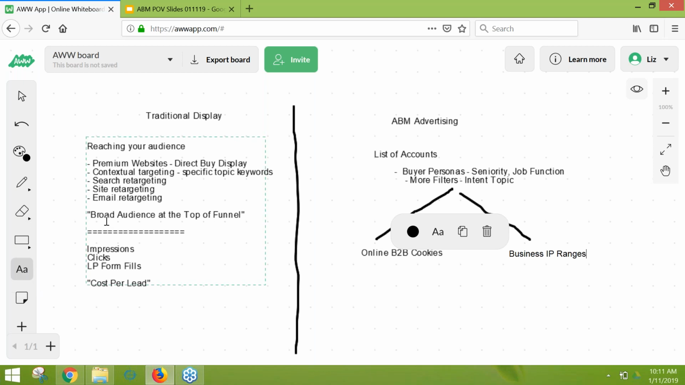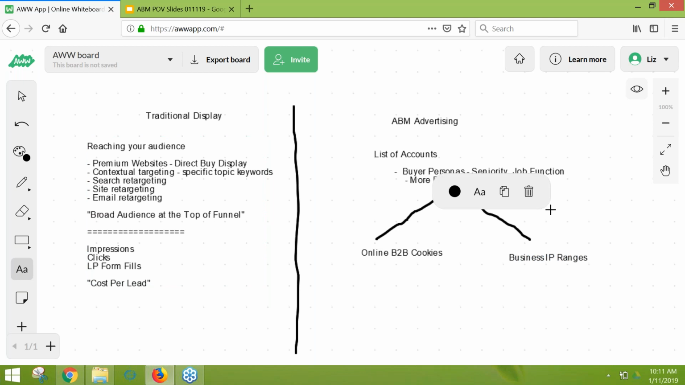And to contrast with the broad audience or the top of funnel you're reaching in the traditional model, what's probably worth noting is, in this model, I call it precision targeting of your audience at the top of funnel, because it's much more precise in terms of the companies, the buyer personas, et cetera, et cetera.